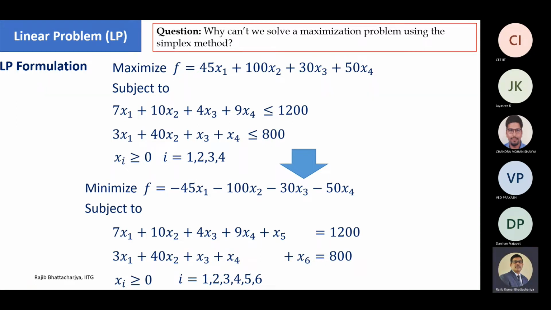Okay, then yeah. So there are some issues. We are discussing this particular question: why can't we solve a maximization problem using the simplex method? As I said, I can solve this problem as a maximization problem. In that case, what will happen? My rule will be different.